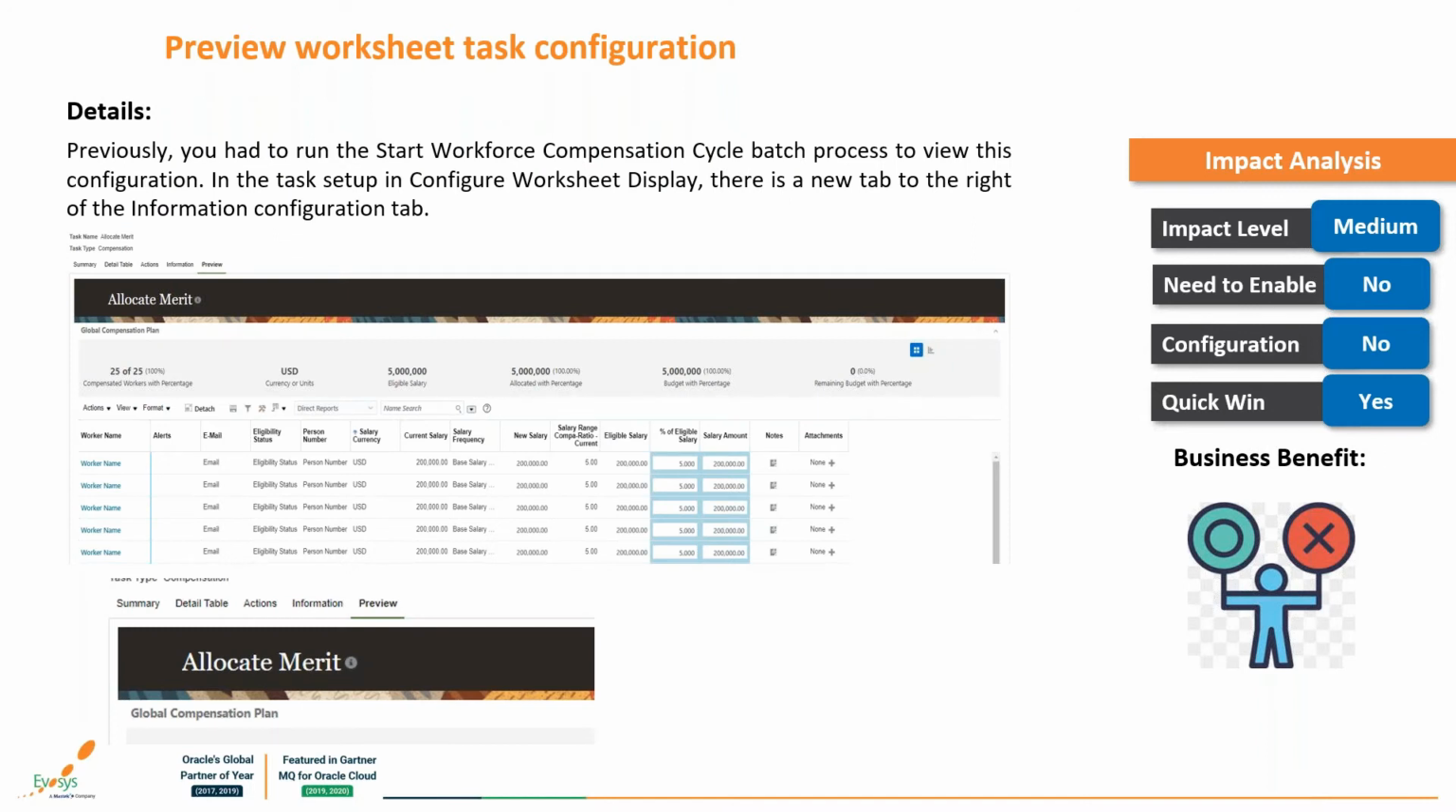Preview worksheet task configuration. You can now view how the worksheet looks even before starting the plan. So previously you had to run the start workforce compensation cycle batch process to view the configuration for the worksheet. That was a time consuming process. Any time there was an error during the configuration, you had to roll back everything, redo the configuration, and start the process again to view what configuration was exactly done for the worksheet.